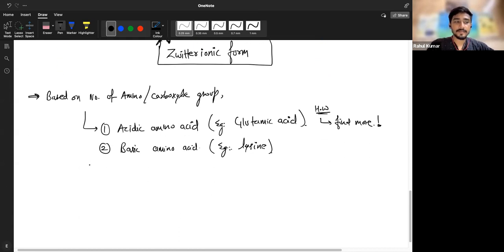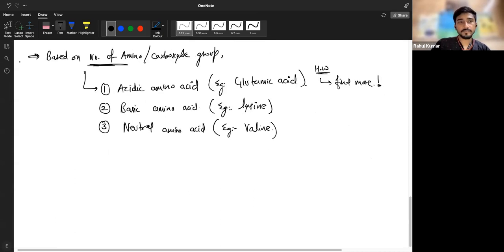And then there are neutral amino acids: acidic, basic, and neutral. Neutral is valine. Valine. Okay, so on the basis of number of amino acid group. Now this is the first thing you have to learn about amino acids, and you have to find more of each kind. Okay, will you do this, Iram and Aisha?